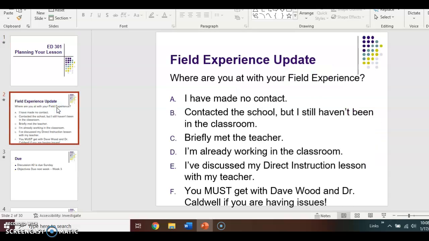First of all, a field experience update. Make sure that you look at these A through F and make sure that you have made contact with your school, that you've met your teacher, that you're either in the classroom or will be soon, that you've discussed your direct instruction lesson plan with your teacher. And if any of this is not happening, you must get with Dave Wood or Dr. Caldwell, me, if you're having any issues.